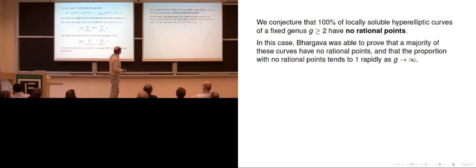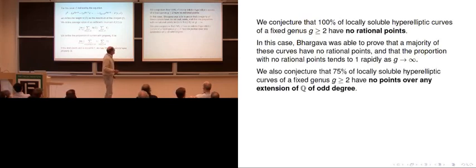And even stronger, Joel and I and Jerry Wang conjecture 75%, and that really means the number 3/4, of locally soluble hyperelliptic curves have no points not only over the rationals, but over any extension of odd degree of the rationals. So they obviously have points over quadratic fields because you take any x and x prime and then you solve for y. But over odd degree extensions, there are no obvious points, and we can't prove either.